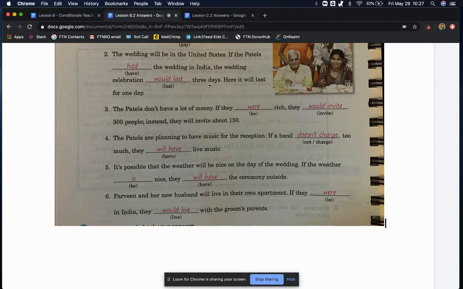Again, we're talking about a family who lives in America now, but they're from India. If they were in India, this is how it would happen, but it's not possible. They live here now. It's too expensive to go all the way back to India to have a wedding. So you do it here. But if they were in India, this is how it would happen.